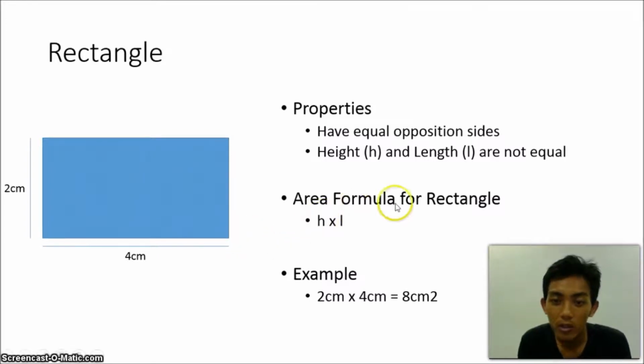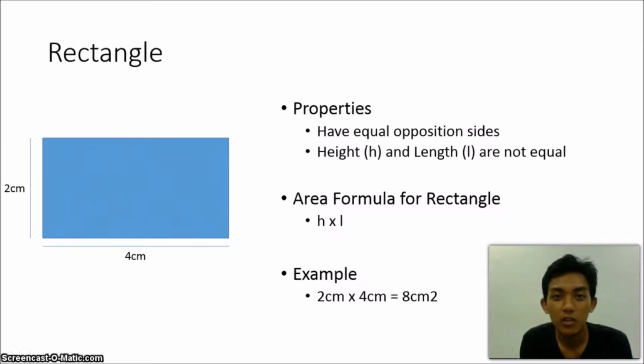So the area formula of the rectangle is height times its length, same as the square. So here's an example. The height of the rectangle is 2 cm and the length is 4 cm, which results in the area of the rectangle being 8 cm squared.